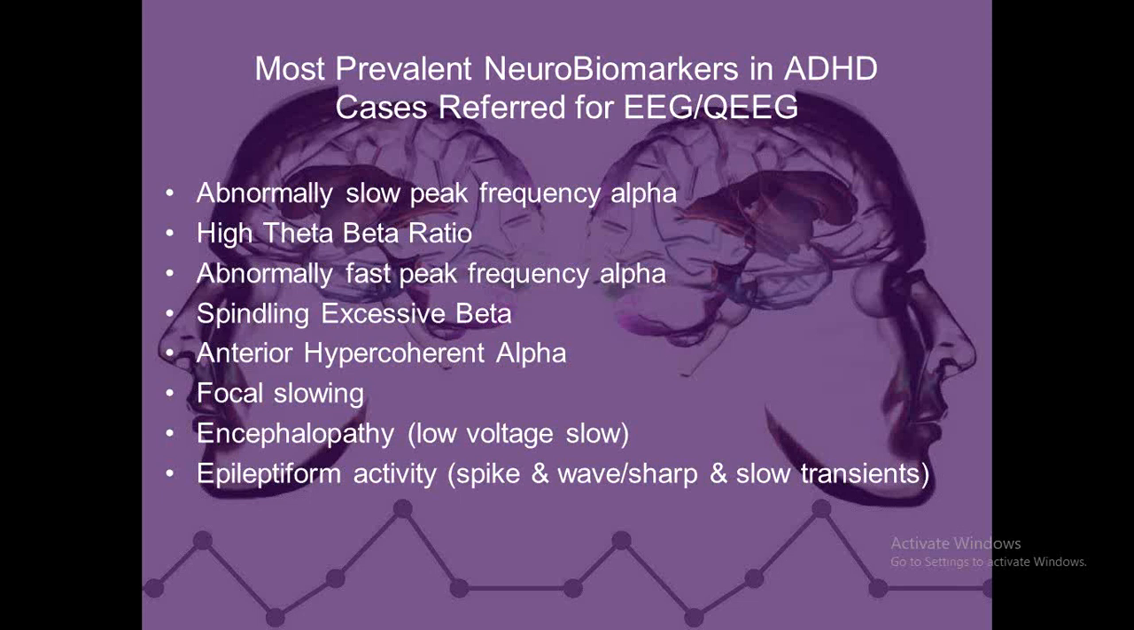Anterior hypercoherent alpha, the focus of overconnectivity, especially in the frontal lobes. Focal slowing, encephalopathy, low voltage slow is actually what it would come out as, and epileptiform activity.